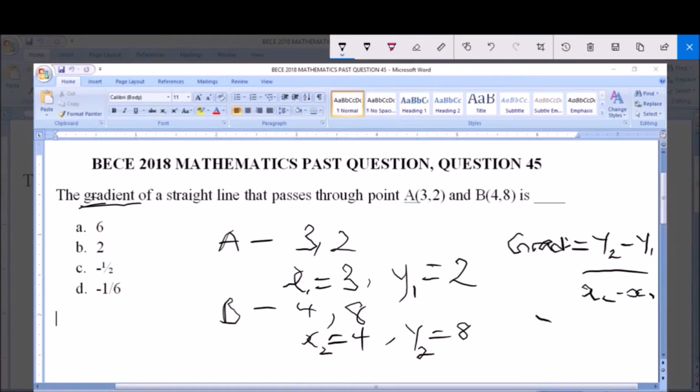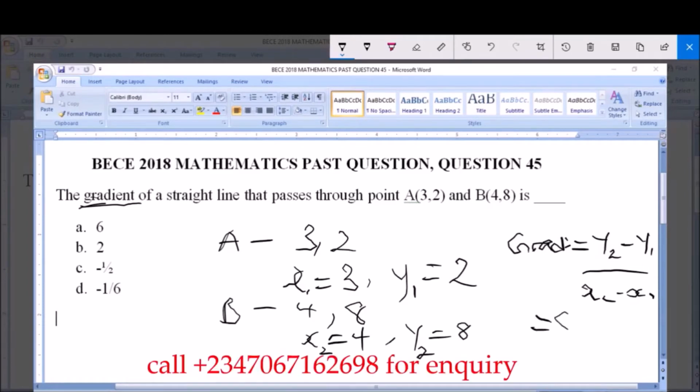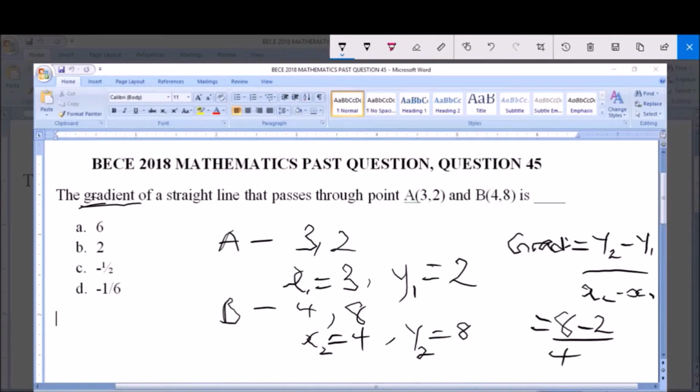So the gradient now will be equal to y2, which is 8, minus y1, which is 2, all over x2, which is 4, minus x1, which is 3. So here we have 8 minus 2 will give us 6, 4 minus 3 is 1, so 6 over 1 is equal to 6. So therefore the gradient of this straight line passing through points A (3, 2) and B (4, 8) is 6. So therefore A is our final answer, 6.